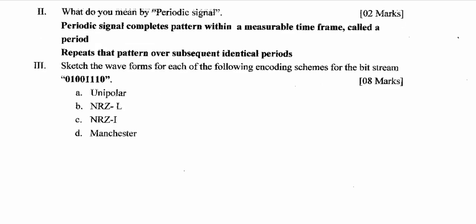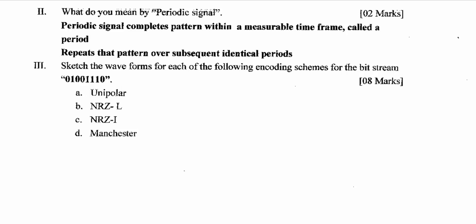Part 2. What do you mean by periodic signal? Periodic signal is a signal which has periods. In one particular period, we can complete a pattern. The answer is given here as: a periodic signal completes a pattern within a measurable time frame called a period.